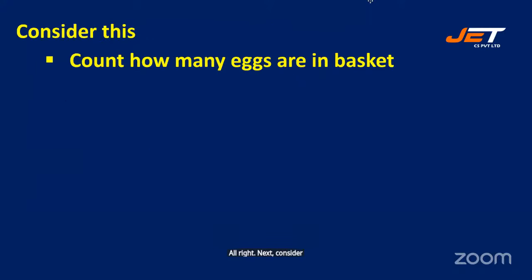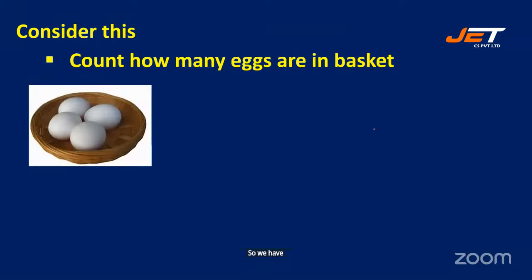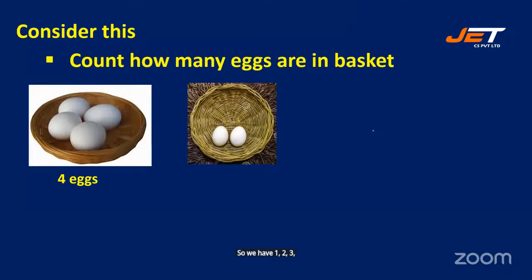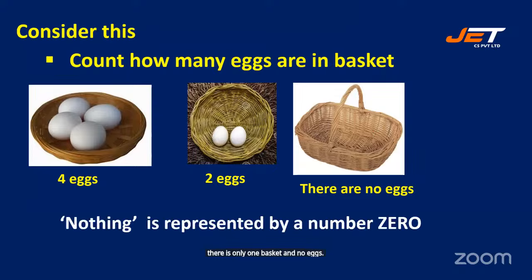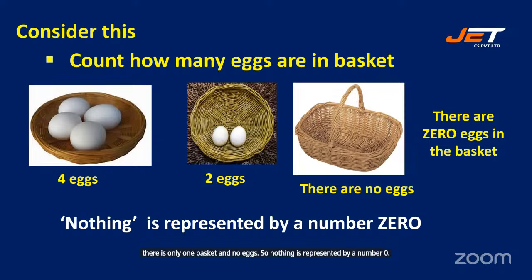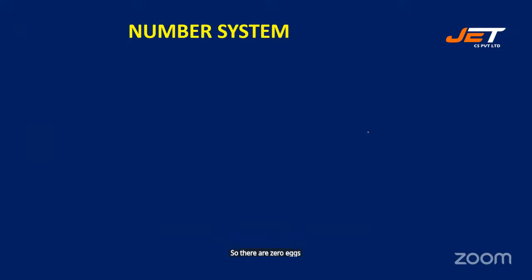Count how many eggs are there in the basket. So we have 1, 2, 3, 4 eggs. Now there is only one basket and no eggs. So nothing is represented by the number 0. So there are 0 eggs in the basket.